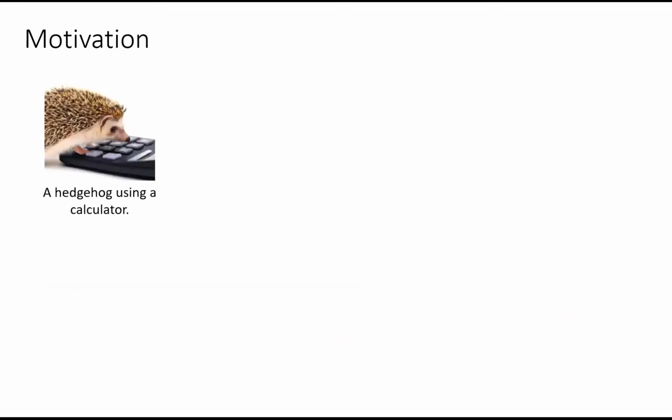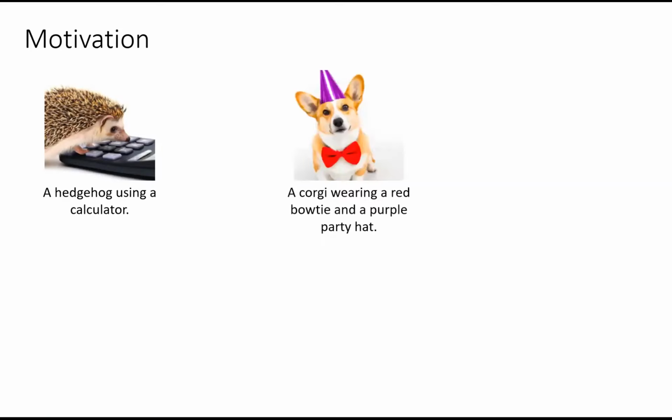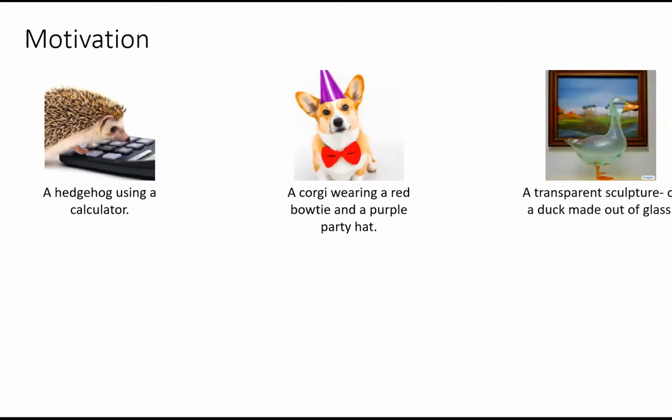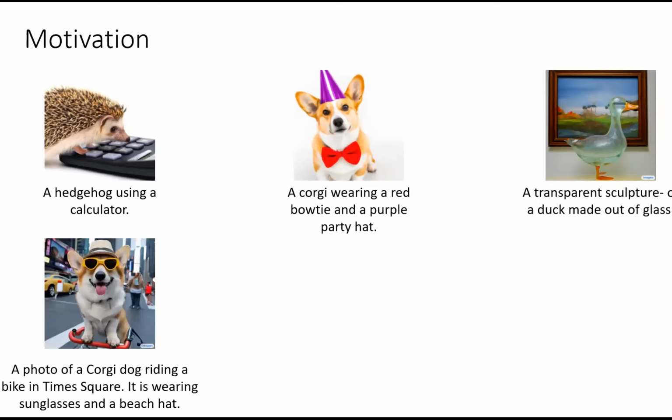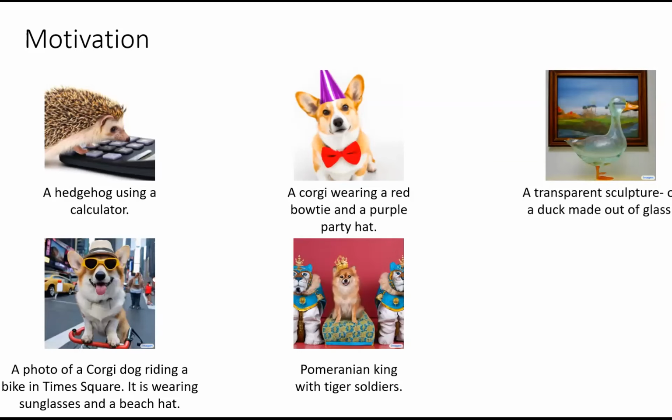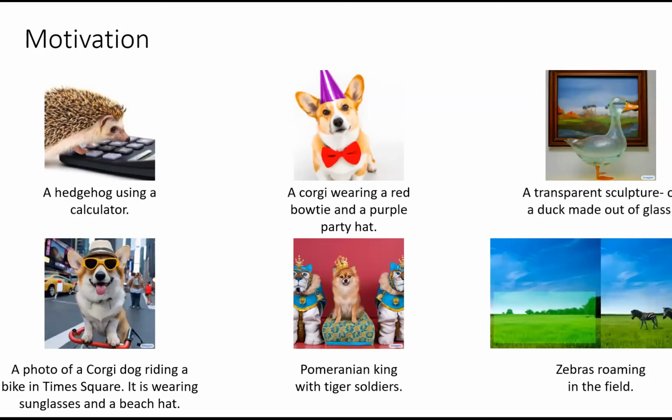So as you have seen, you can put in text like a hedgehog using a calculator. You can generate very realistic looking pictures, like a corgi wearing a red bow tie and purple party hat, and a transparent sculpture of a duck made out of glass, and things like that. Also you can give an image, as shown here, and then a sentence, like a zebra roaming in the field, and generate this kind of image.